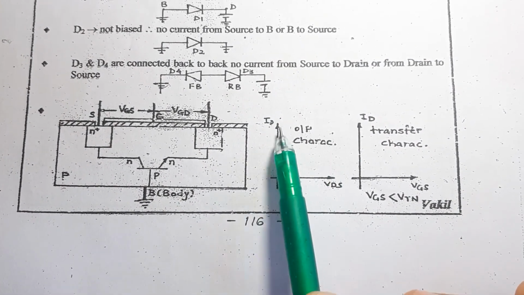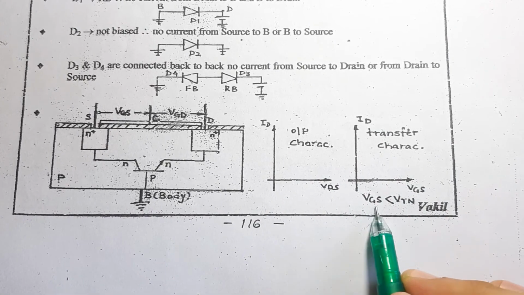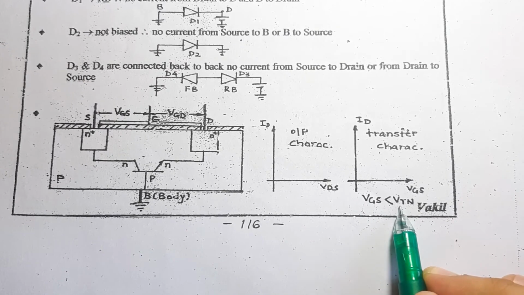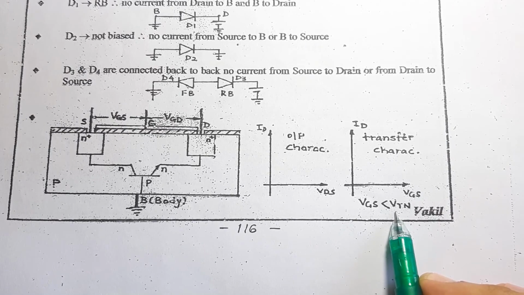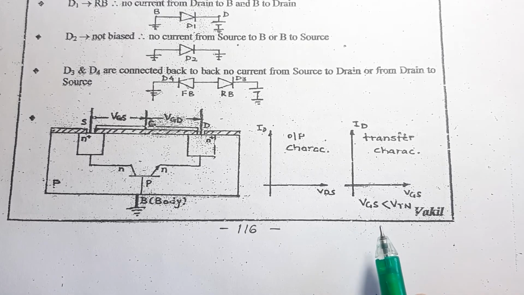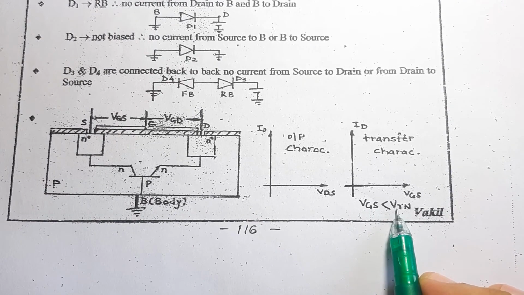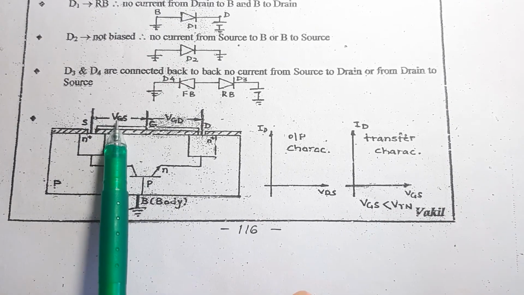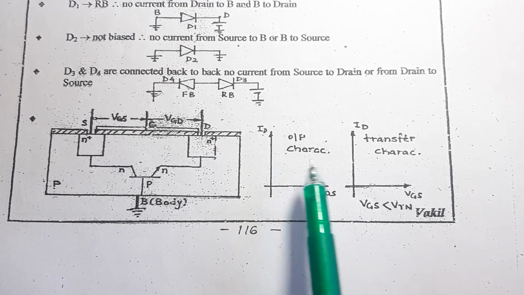We will also plot the input and the output characteristic so that it becomes easier for us to understand. Now VGS is less than VTN. VTN stands for threshold voltage. Threshold voltage is the voltage at which your actual amplification begins, or it is a voltage defined at a certain point after which the current increases exponentially. So VGS is kept less than your threshold voltage. Again, I am saying this is the output characteristic and this is the transfer characteristic.